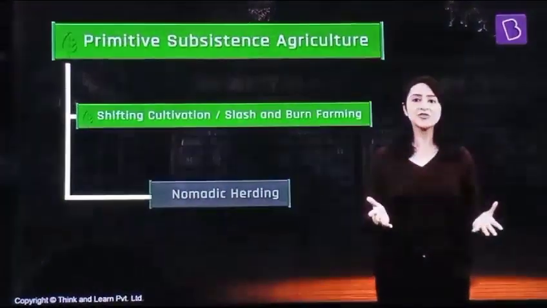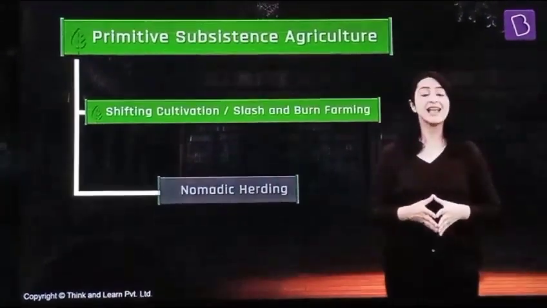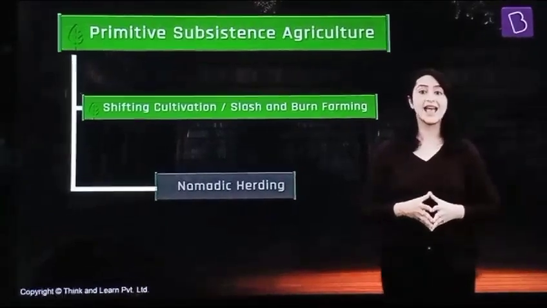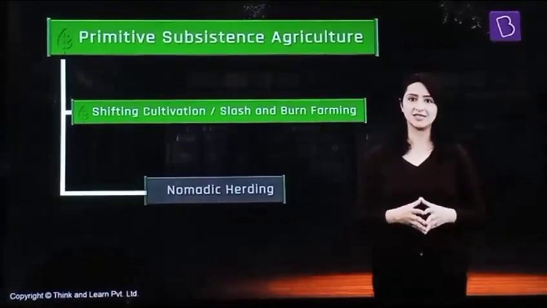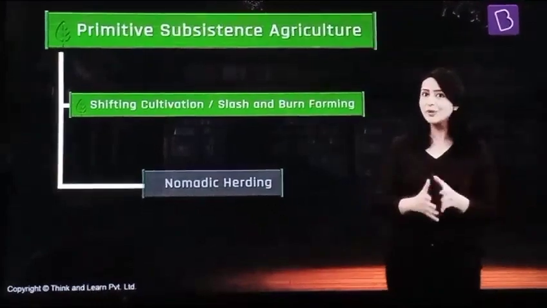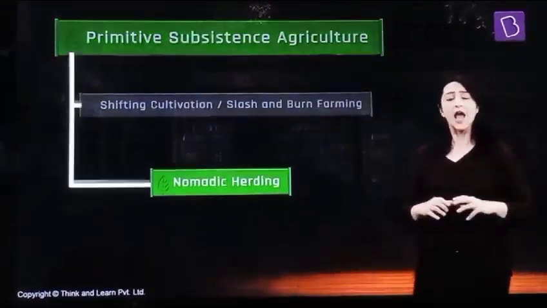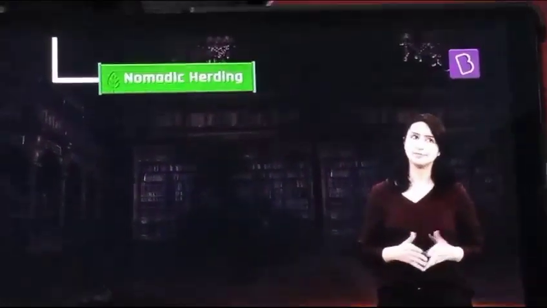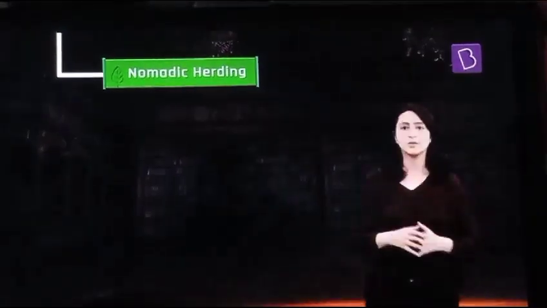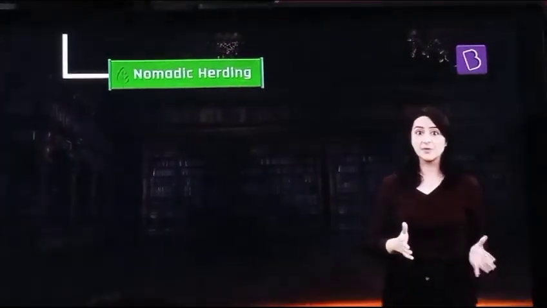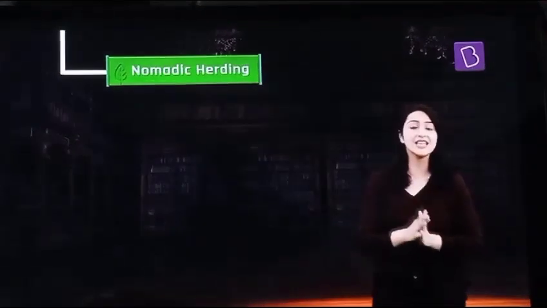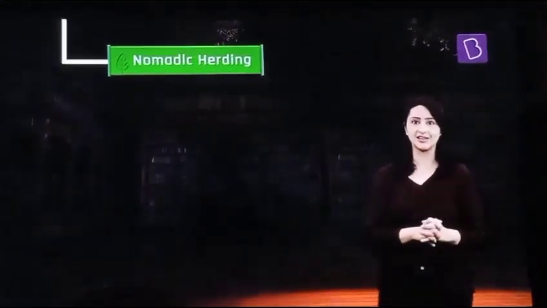Nowadays, many countries have prohibited shifting cultivation as it is harmful to the environment and it leads to a loss of biodiversity. Another method of primitive subsistence farming is nomadic herding. Now, nomads are people who travel from one place to another. But why do they travel? Well, this type of journey occurs due to changes in the climatic conditions and terrain. If these become unfavorable, the nomads have to move.